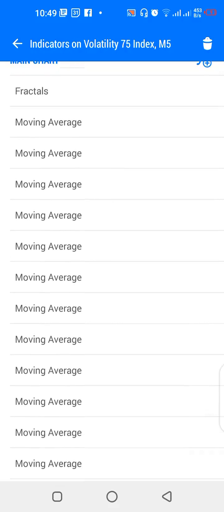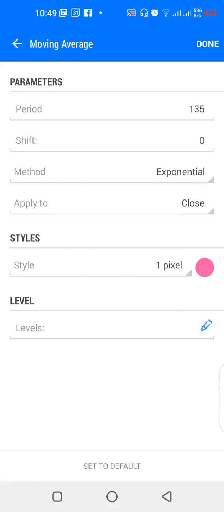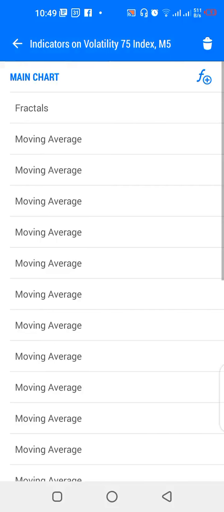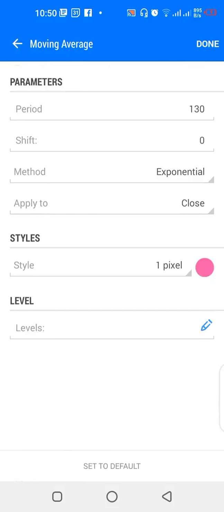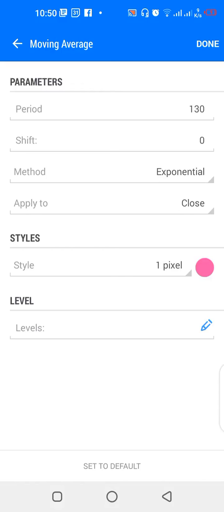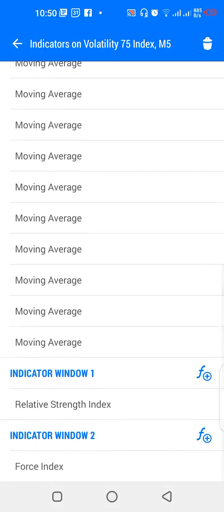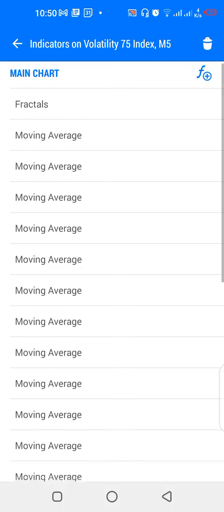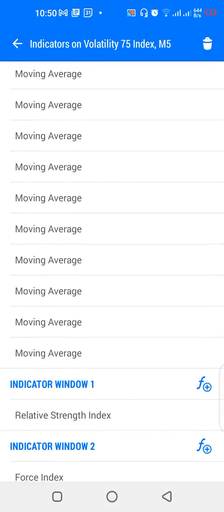The 13th is 135. Like I said, 145, 140, 135, 130, 125. So this is 140, and this is 130. The seventh is 130. Then the sixth is 125 EMA.